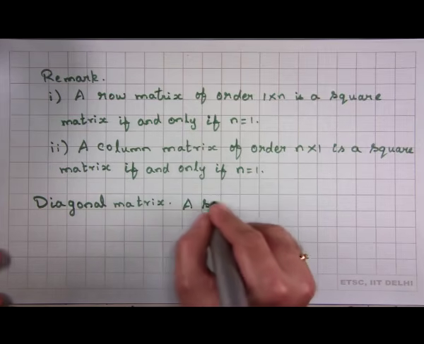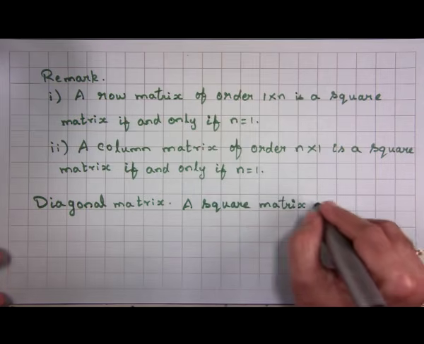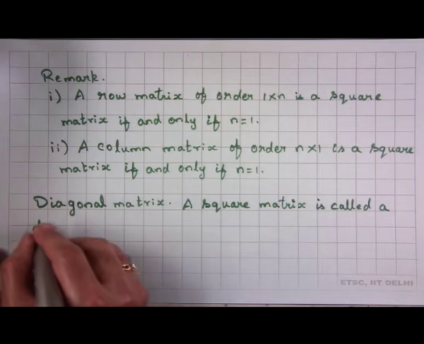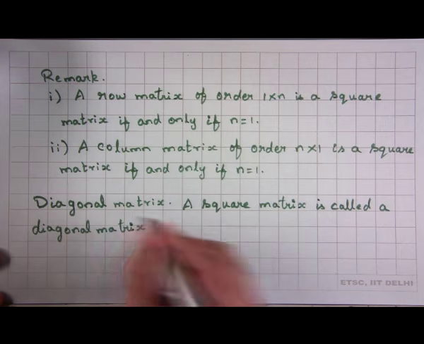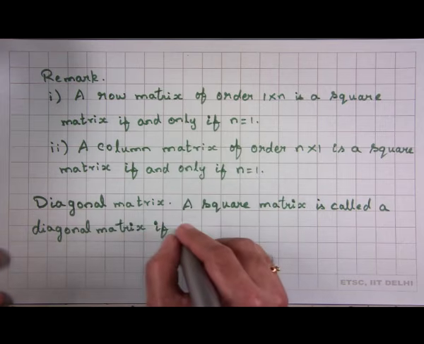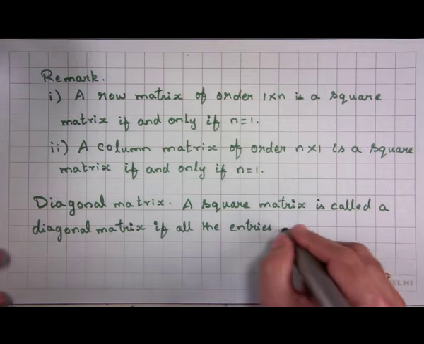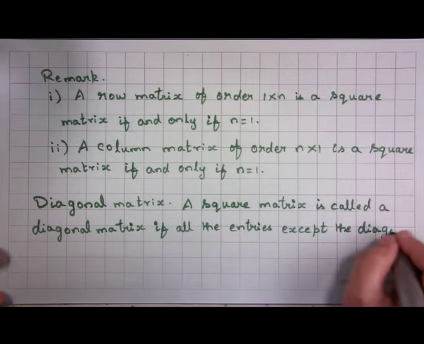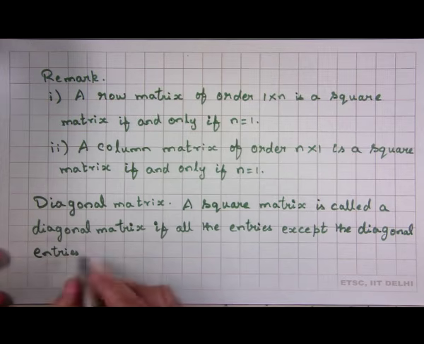A square matrix is called a diagonal matrix if all the entries except the diagonal entries are 0.